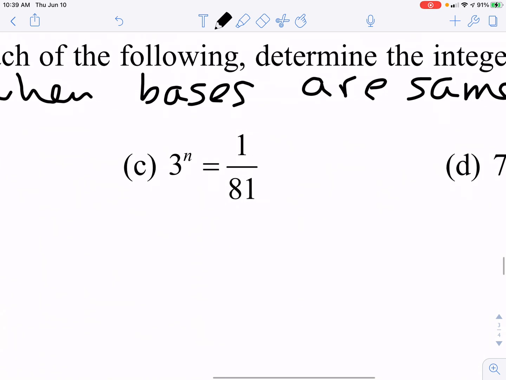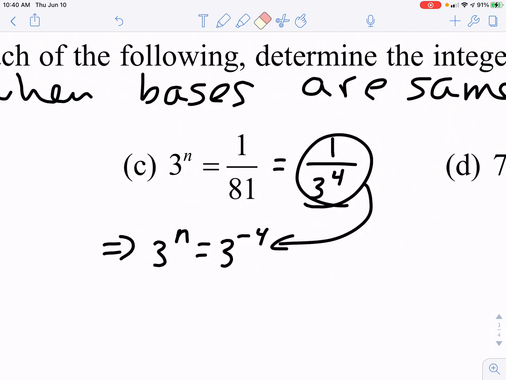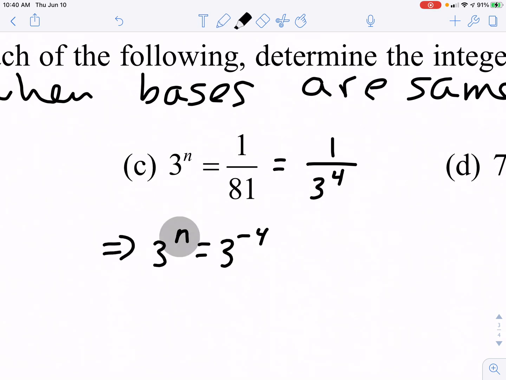In C, the first thing we're going to do is rewrite this as a negative exponent. Actually, I don't need to write it as a negative exponent first. I can write it as a power of 3. 1 over 81 is actually 1 over 3 to the 4th power. But I can now rewrite this as 3 to the n equals 3 to the negative 4. So I can rewrite a positive exponent as a negative one by taking its reciprocal. And then you can see if 3 to the n equals 3 to the negative 4, then n must equal negative 4.